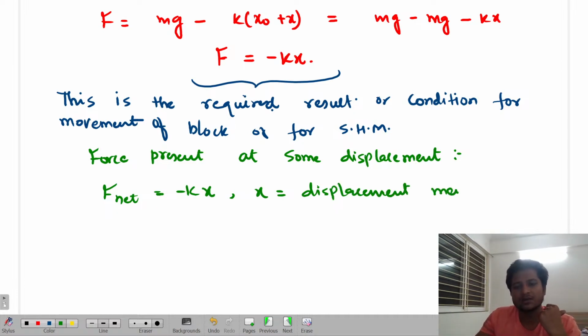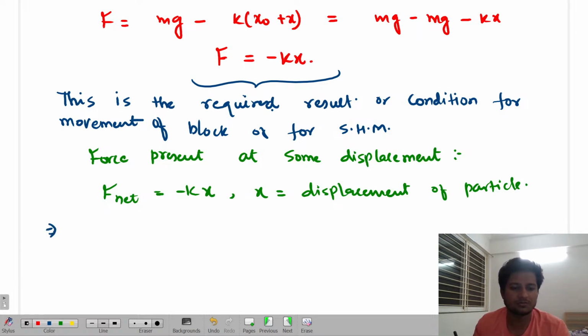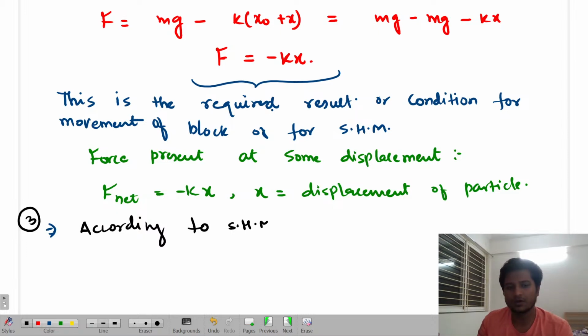Now we know the displacement of the particle. अब हमें मालूम है कि जो F net होता है बेसिकली अकॉर्डिंग टू SHM equations, ये इसका थर्ड स्टेप है ना? According to the SHM equation, we know that force, or acceleration, is equal to minus omega square x.